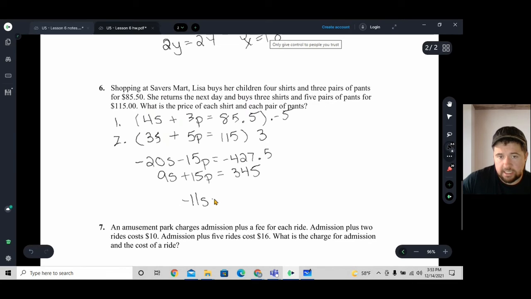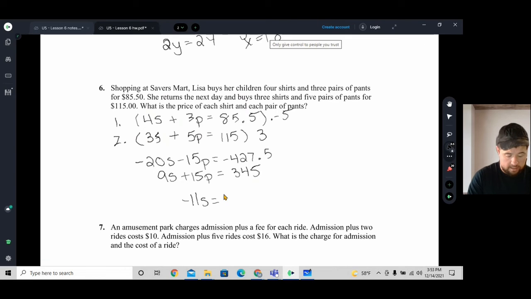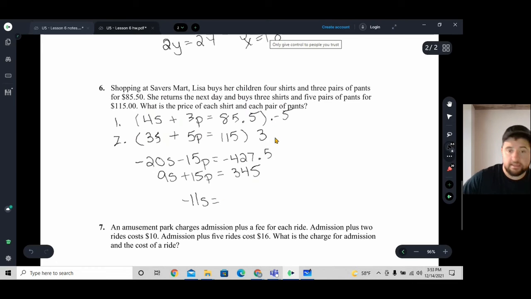-11S equals, we'll do the math, negative 427.5 plus 345, negative 82.5. Divide that by 11. S equals $7.50. We're going to take that, we're going to plug it in.